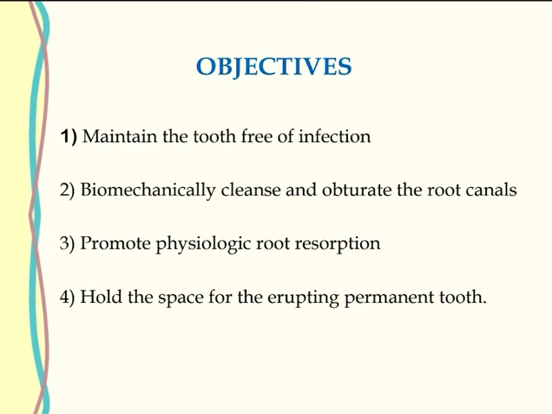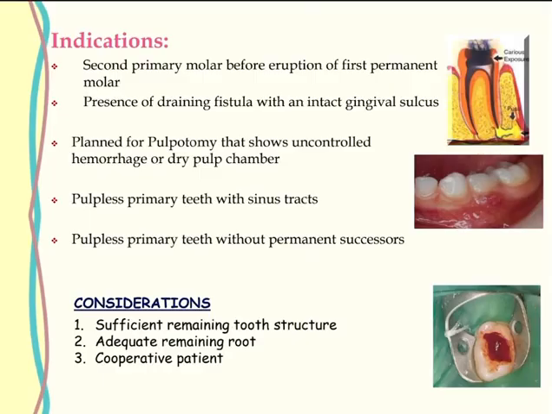That is the reason you don't use gutta percha in a primary tooth. Why don't you use gutta percha? Because gutta percha is not resorbable. So you only use a resorbable obturating material in a primary tooth. Apart from that, the other objective is to promote the physiologic root resorption and hold the space for the erupting permanent tooth.